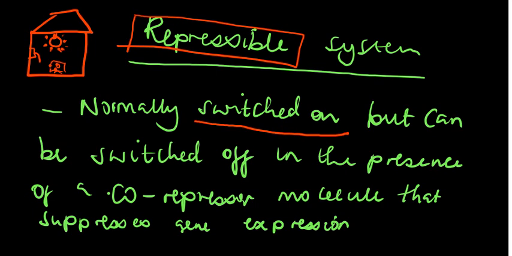What exactly is trying to be explained here is that gene expression can be induced or repressed. It can be switched on or off. If it's inducible, it means it's normally switched off, but it can be switched on in the presence of an inducer. But when it's a repressible system, it means it's normally switched on, but it can be switched off in the presence of a co-repressor molecule. Okay, does that make sense?